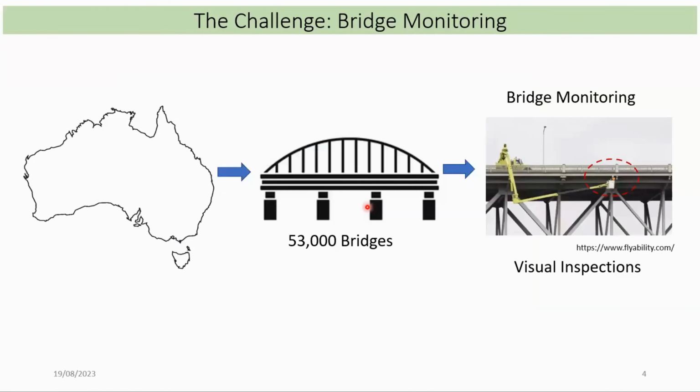Okay, so now I will give you some perspective on what happens in Australia, the place where I'm based now. In Australia, there are about 53,000 bridges, small and big, and these bridges are maintained by various monitoring organizations, and most of the monitoring is done by visual inspection. What do I mean by visual inspection? There is an inspector, or a series of inspectors, who go to the bridge, have a look at different aspects of the bridge, and try to give a report about the condition of the bridge.